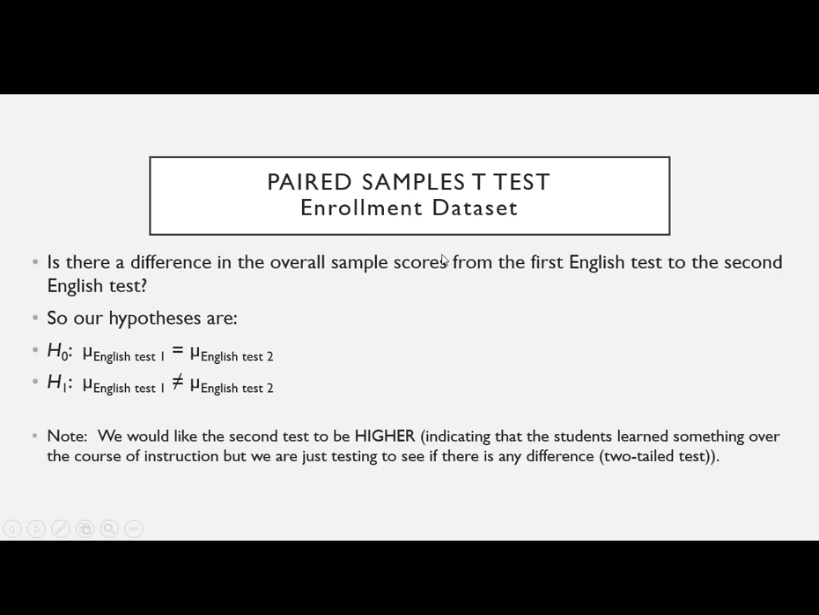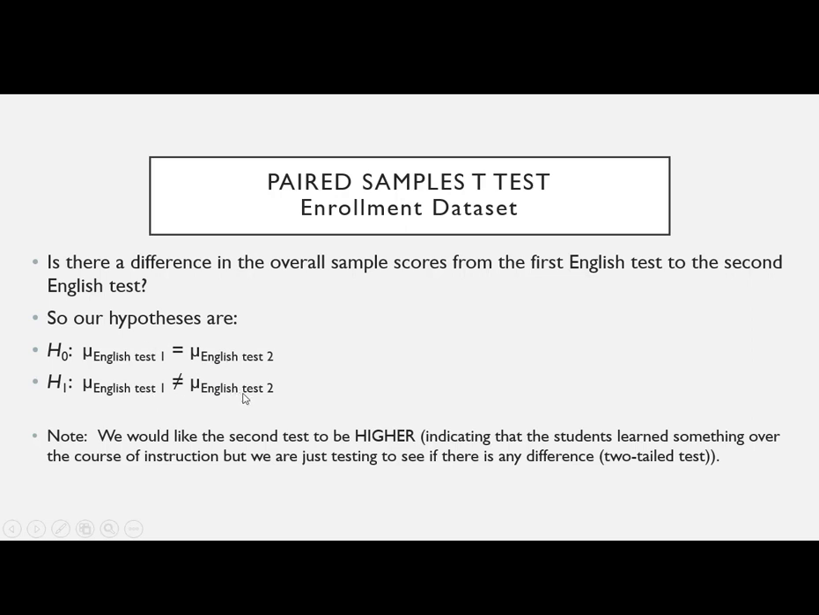Okay, so let's look at the enrollment data set. Is there a difference in the overall sample scores from the first English test to the second English test? That's my research question. Our hypotheses are the mean of English test 1 is equal to the mean of English test 2. There's no difference. Think about a teacher: you want your students' grades to get higher and higher as they study more and do more of your work. So we want them not to be equal.